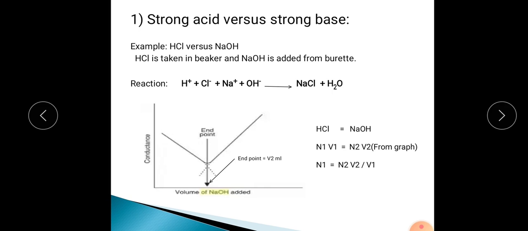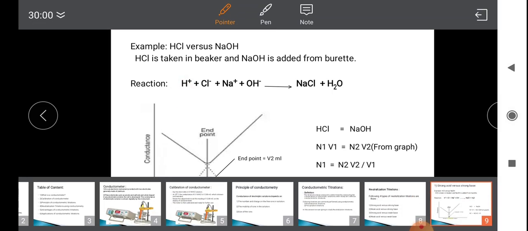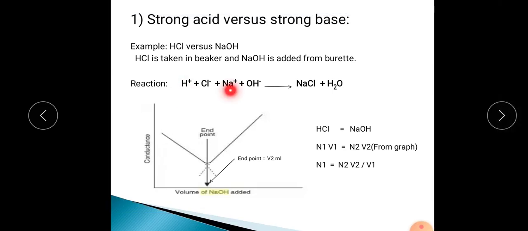When the volume of NaOH is increased, the conductance decreases. This decrease in conductance is due to what? Replacement of smaller size, greater mobile H plus ions by larger size, lesser mobile, lesser conducting Na plus ions. So conductance will decrease. The conductance decreases up to a specific point. After that, if we continue adding NaOH, the conductance increases.